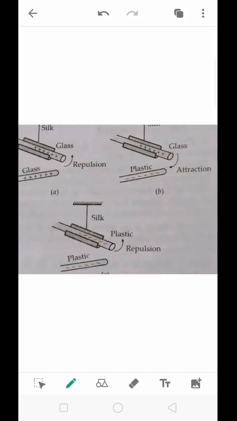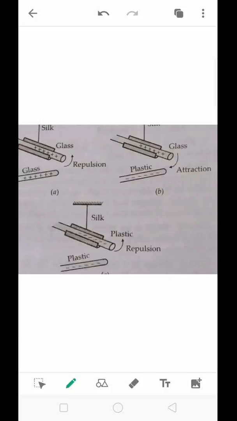Now, in case 2, the positively charged glass rod is already suspended from the silk thread. Another rod, which is plastic and has acquired a negative charge by rubbing with the wool, is brought near it. Then what did we observe? There is an attraction between the glass rod and the plastic rod. It shows that the charge present on the glass rod is different from the charge present on the plastic rod.